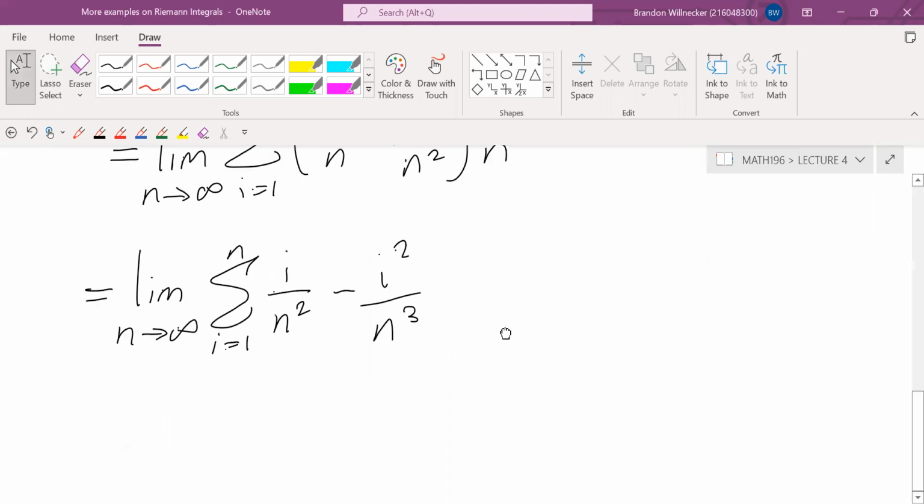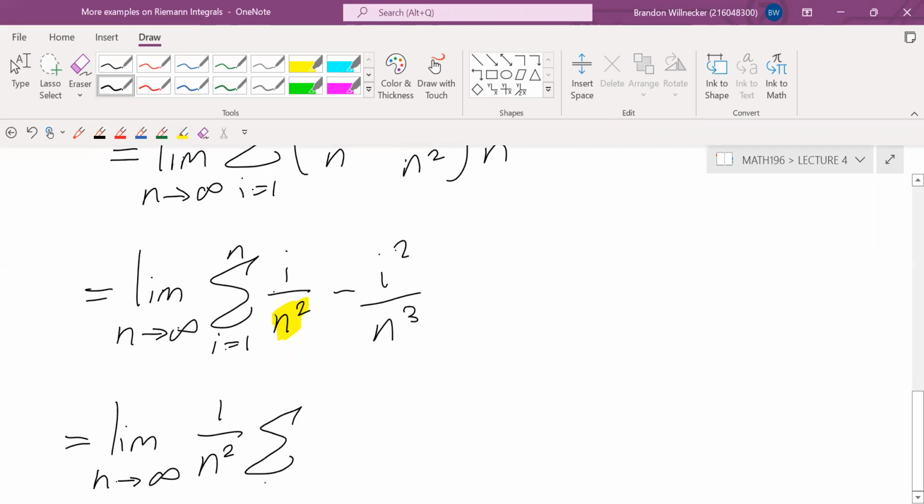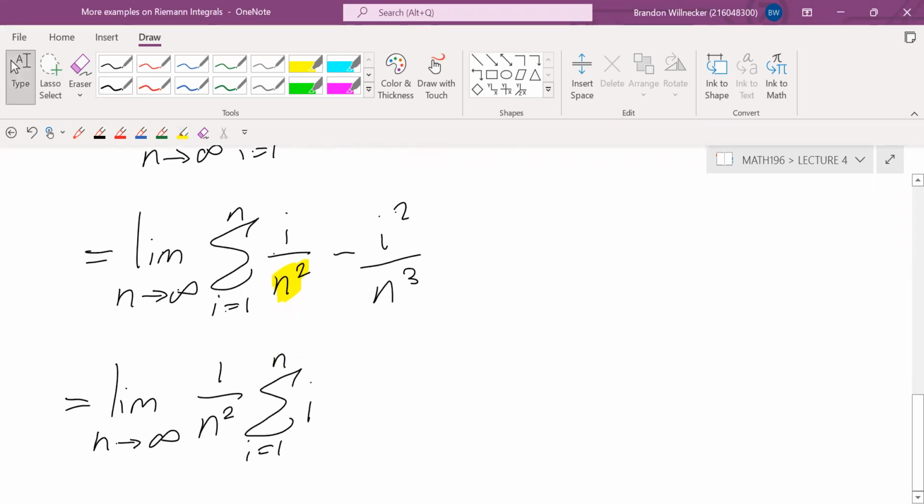Okay, so now we can separate this into two sums, just so that we have two smaller problems to deal with. So we can write this as the limit as n goes to infinity. The first sum, just note here, this n squared doesn't depend on i. So we can take that outside of the sum. So we can write this as 1 over n squared, and then the sum from i equals 1 to n of i. Okay, so it just makes it a bit simpler for us to work with.